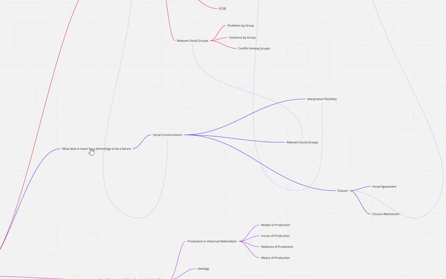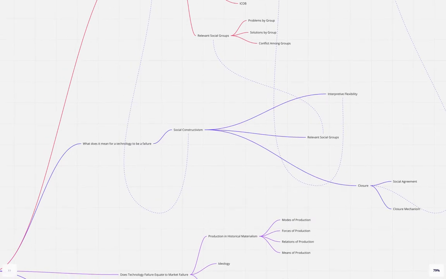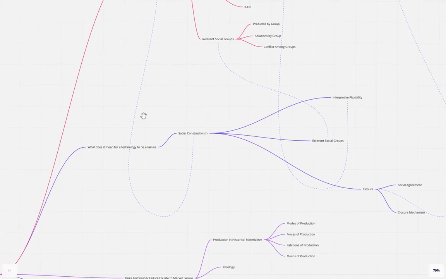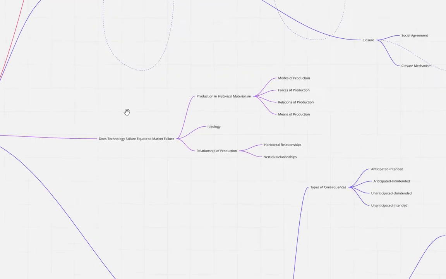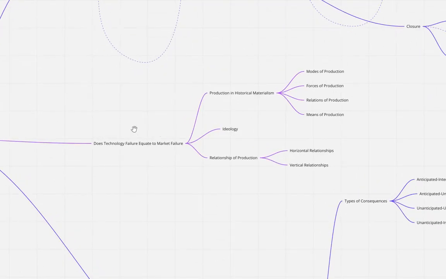topics here. And I just took the major topic that I felt was being talked about that day and broke it down to subcomponents. And following that, we talked about whether technology failure equates to market failure, and again, in a similar fashion here, I took that topic, broke it down into what I believed was its main subtopics, and then broke those topics down even further.